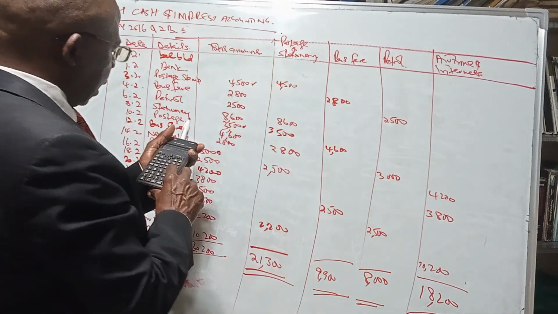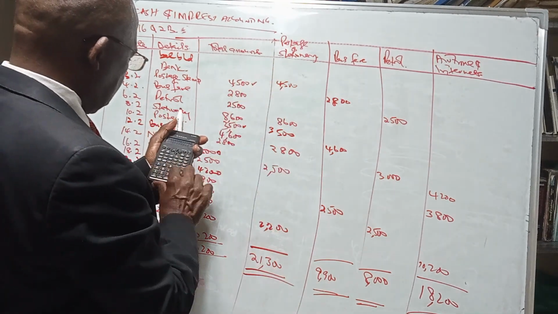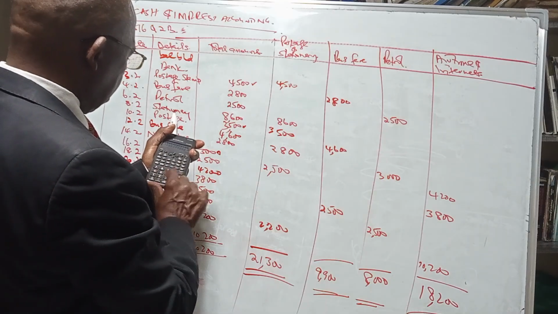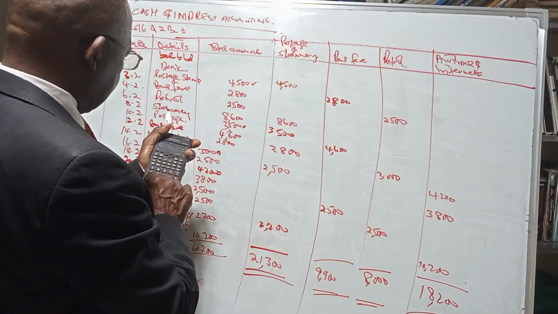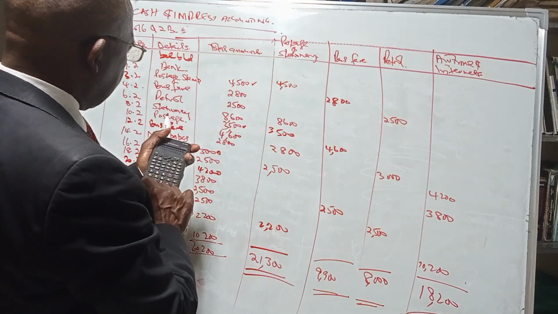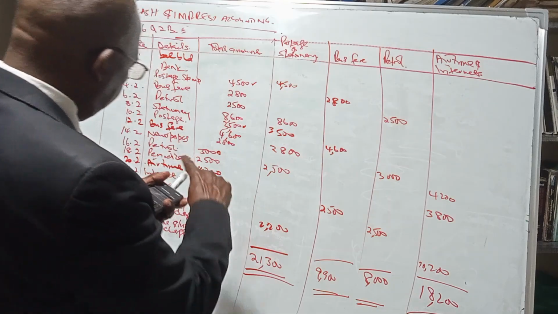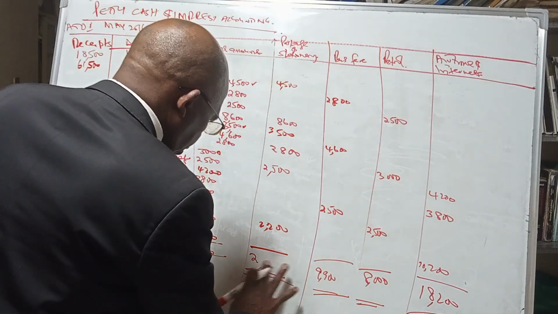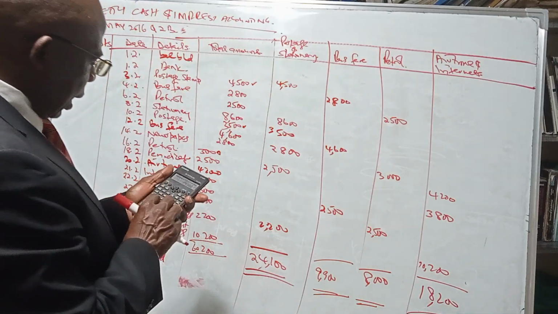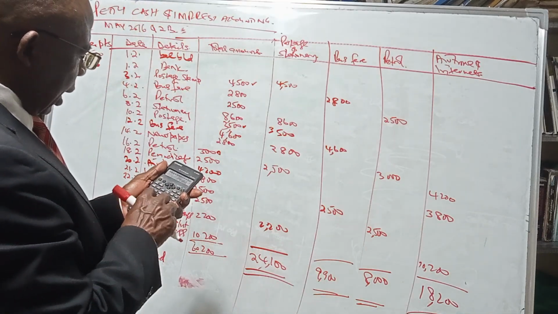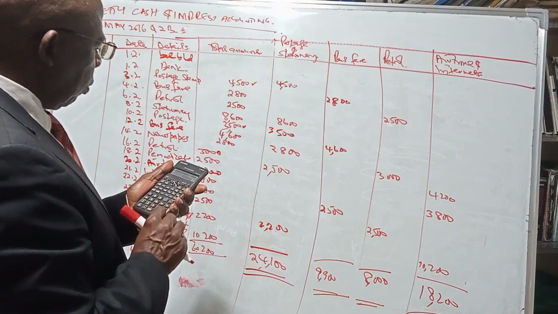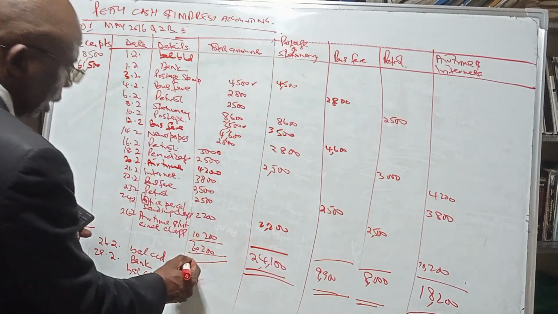Let's do stationery again. Let's add stationery again. 4,500 plus 8,600 plus 3,500 plus 2,800 plus 2,500 plus 2,200, we get a figure of 24,100. Let's add the others. Plus 9,900 plus 8,123 plus 18,200. We get 6,200.